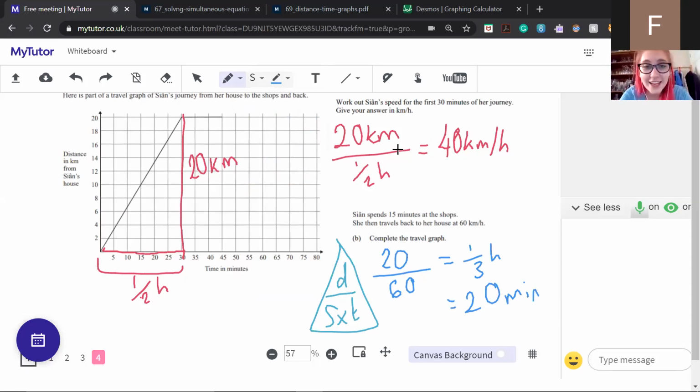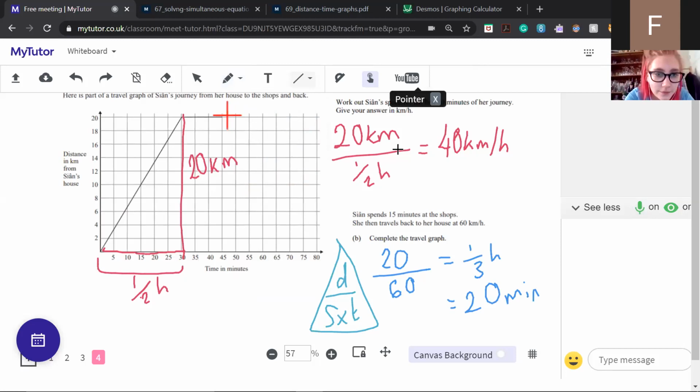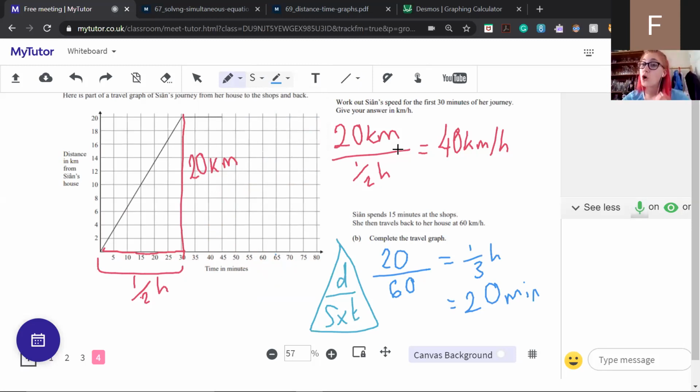Now this is brilliant, right? Because she leaves here at 45 minutes, and it takes her 20 minutes to get back. So 5, 10, 15, 20. So she gets back 65 minutes after she first left. A straight line means a constant speed. If it's a curve, it means she's accelerating or decelerating. But because she travels back at a constant speed, we know that it's just a straight line. A straight line from here, 20 kilometers when she leaves, down to, I can't see the end of my thing, down to there. That was pretty good.